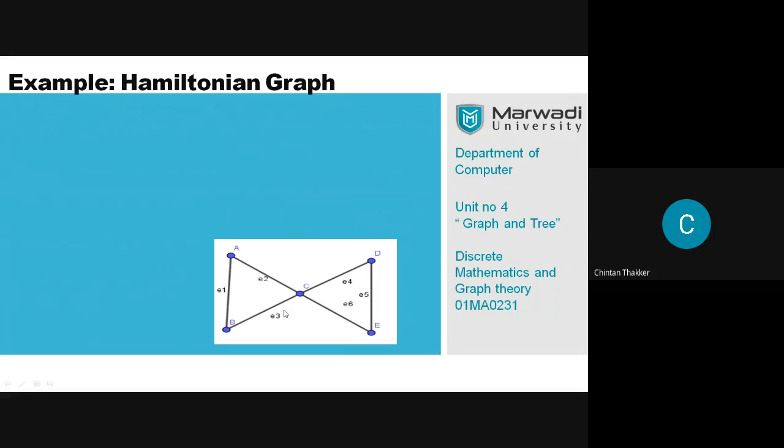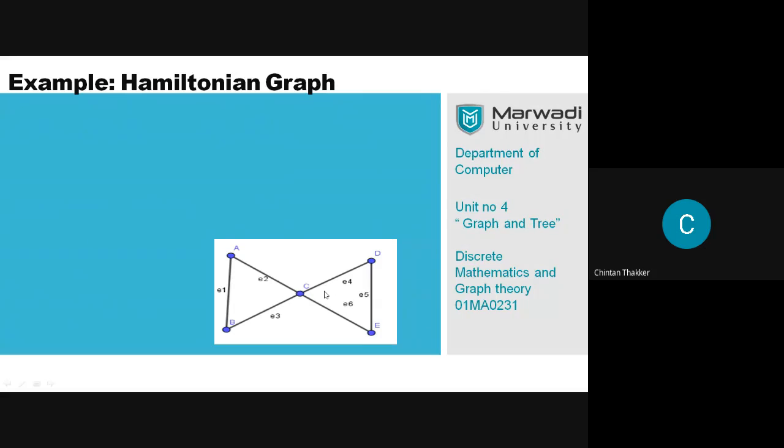See this graph here. If we want to find the circuit, and we start with C, E2, A, E1, B, E3, C, then we cover only 3 vertices. The 2 vertices remain.